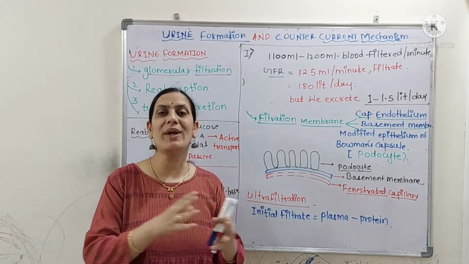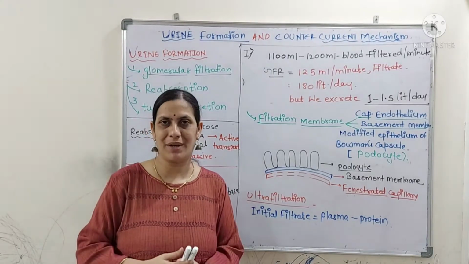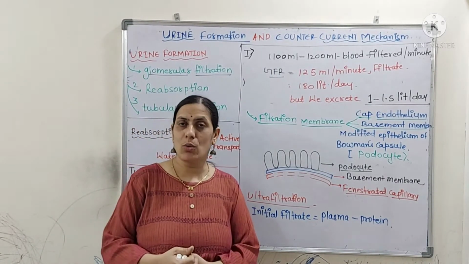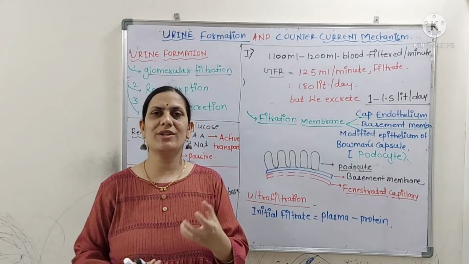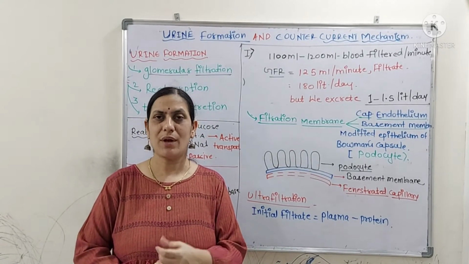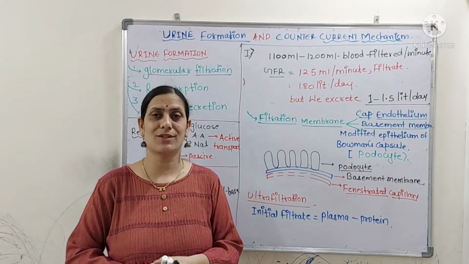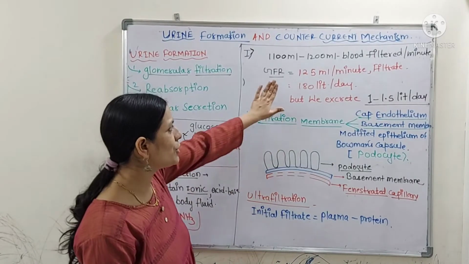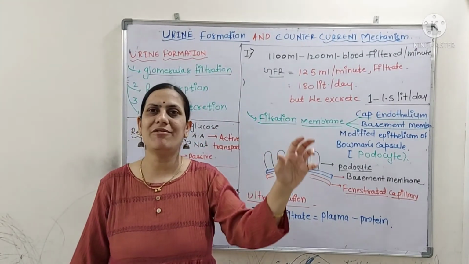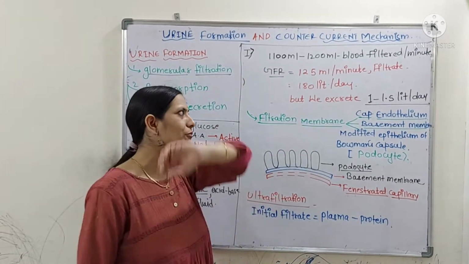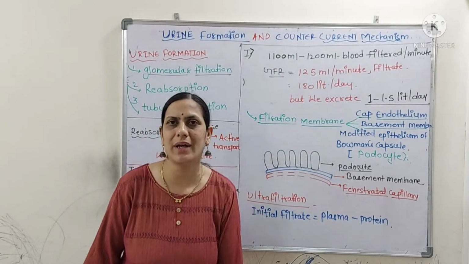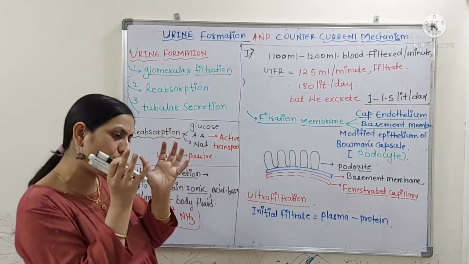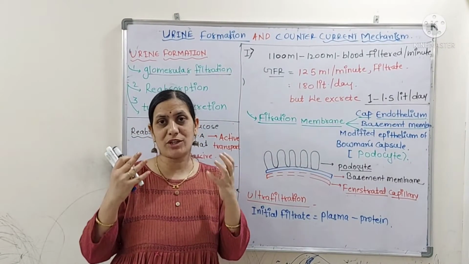Plasma is the fluid matrix of the blood, and it contains a number of nutrients like glucose and amino acids, other important components, and a huge volume of water. Now, whatever initial filtrate there is, as I have written here, 125 ml of initial filtrate is formed every minute, which is 180 liters per day. This initial filtrate gets stored in the Bowman's capsular space.